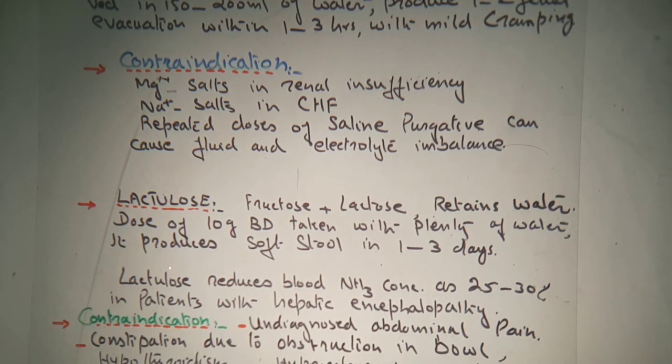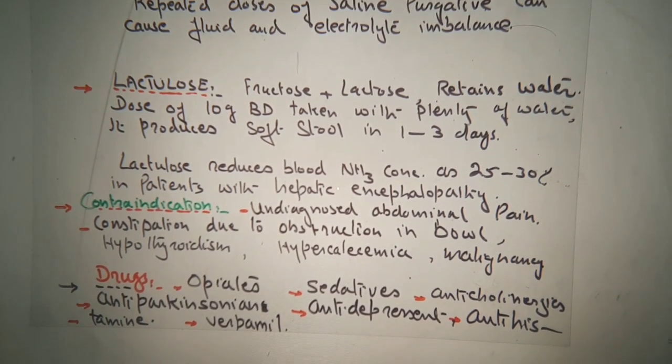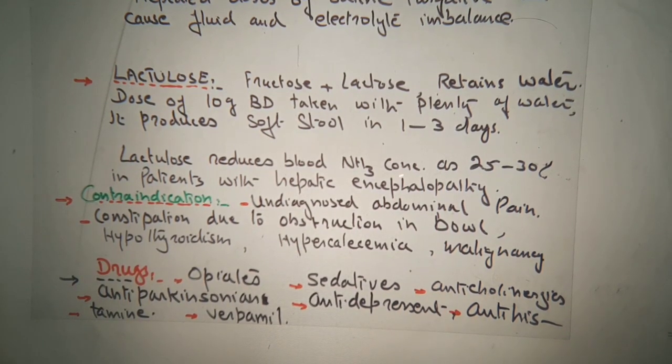Next is the lactulose. Lactulose, that is fructose and lactose. Fructose and lactose is known as lactulose. It retains water, with a dose of 10 gram to be taken with plenty of water. It produces soft stool. Now there is nothing to be explained because it is very simple. Lactulose reduces blood ammonia concentration by 25 to 30% in patients with hepatic encephalopathy. Hepatic encephalopathy, that is when there is abnormal conduction of the nerve impulses, it can be reduced. Lactulose reduces the blood ammonia concentration in patients with hepatic encephalopathy, right?